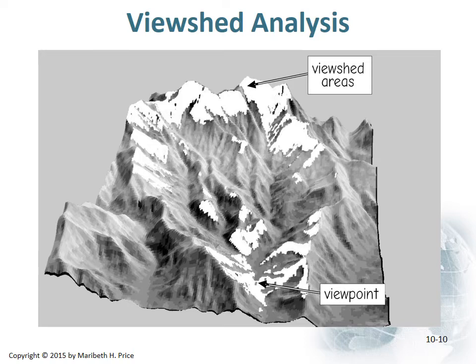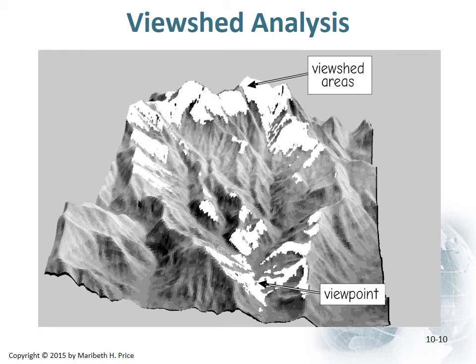So down in this example, we've got at the bottom a viewpoint, so where a person is standing. What they can see of the terrain is, in this case, highlighted in white because it's a grayscale image from our secondary output. And those are the viewshed areas. Those are the pixels that show up on the terrain from the DEM.